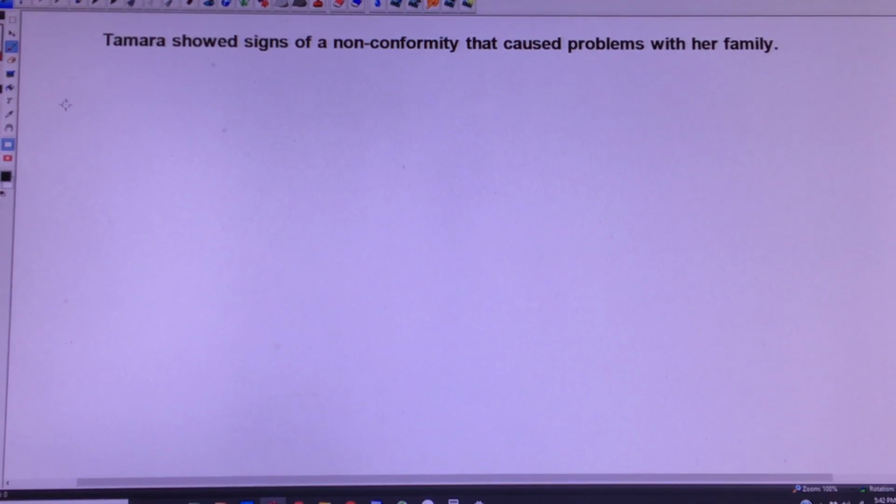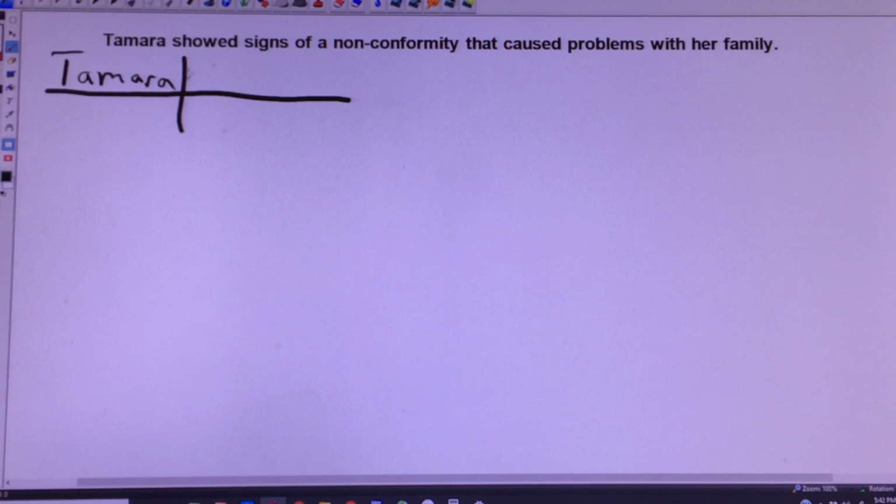Tamara showed signs of a nonconformity that caused problems with her family. So Tamara showed something. That's what the sentence boils down to. So we can begin here. So the subject is Tamara. What did she do? She showed.